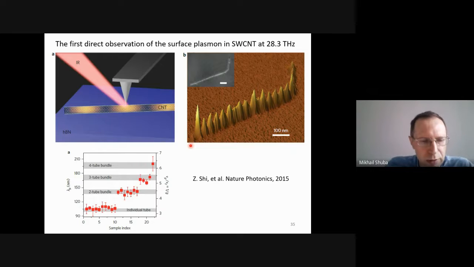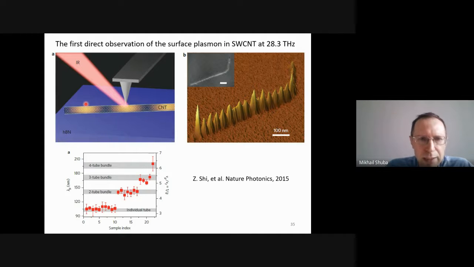The first direct observation of the surface wave in single-wall carbon nanotubes using infrared scattering-type scanning near-field optical microscopy was reported in 2015. In the experiment, the tube was located on a substrate. Tip-scattered infrared radiation moved along the tubes.